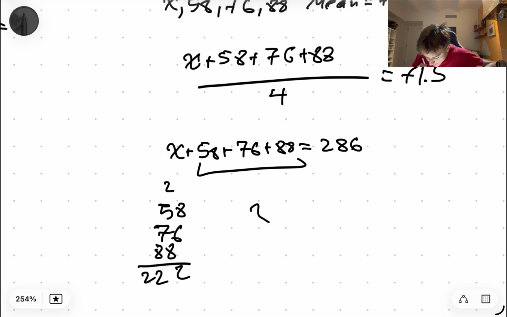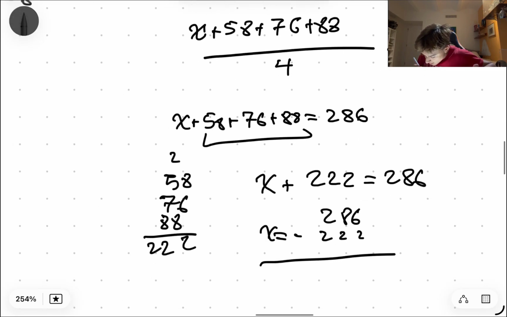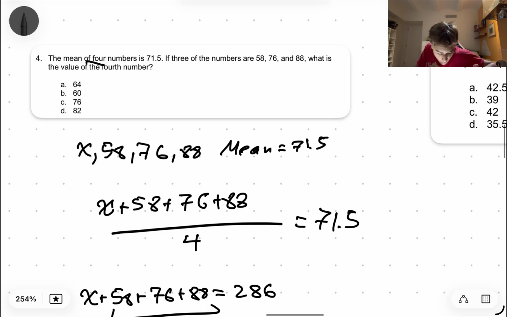So x plus 222 equals 286. So x equals 286 minus 222, which is 64. So the 4th number is 64, which is answer choice A.